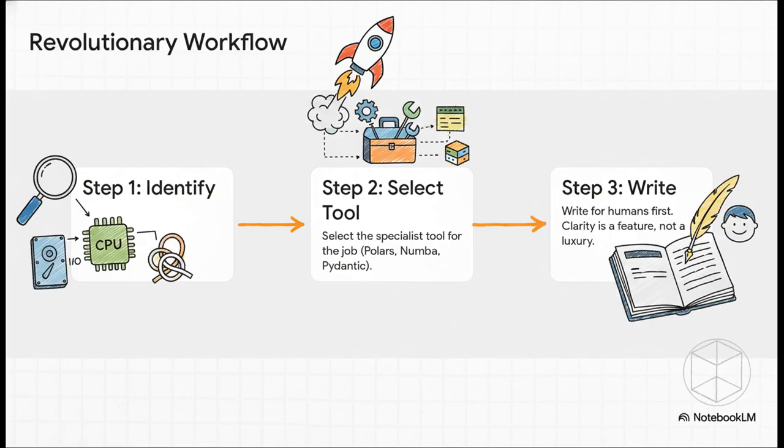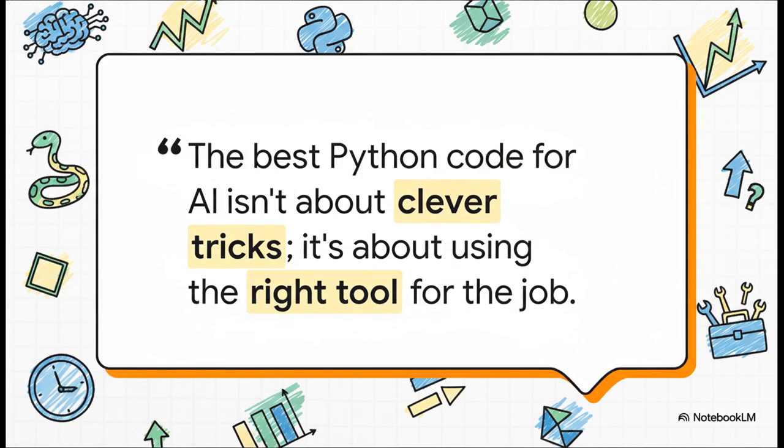Step 2. Once you know the problem, pick the right specialist tool for that exact job. And step 3, and this is so important, always write for humans first. Remember, clarity isn't some nice-to-have luxury, it's a core feature of good code. And that really gets to the heart of it. The best, most effective Python code for AI isn't about writing some clever, unreadable one-liner that you found on the internet. It's about making deliberate, intelligent choices. It's about finding the bottleneck and then using the right specialized tool to eliminate it.